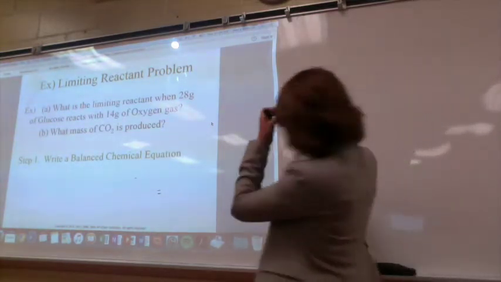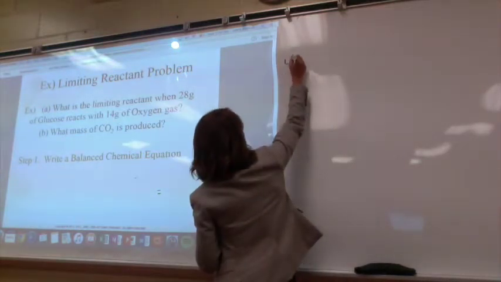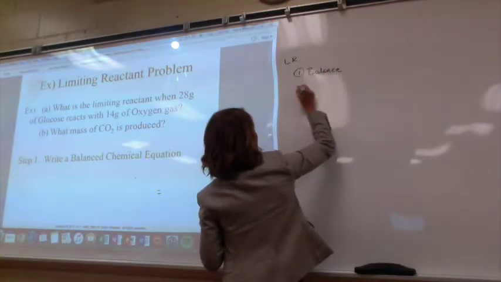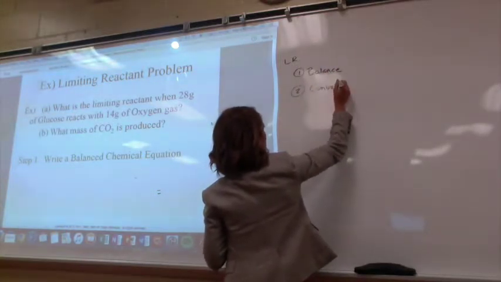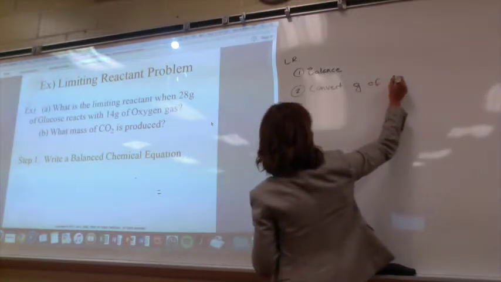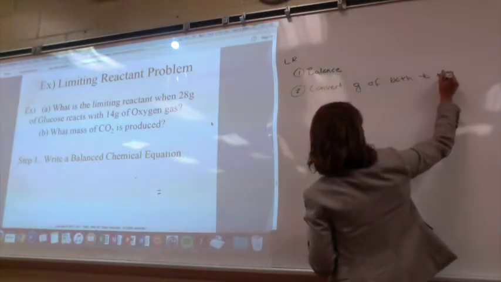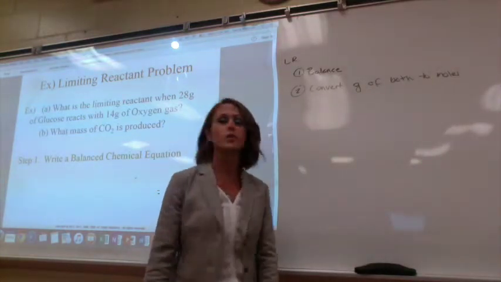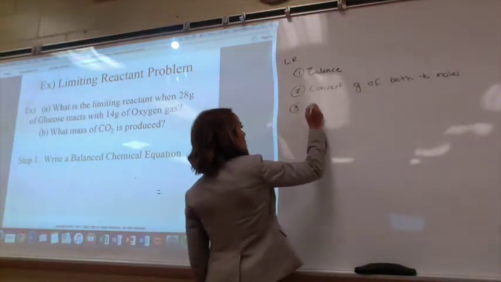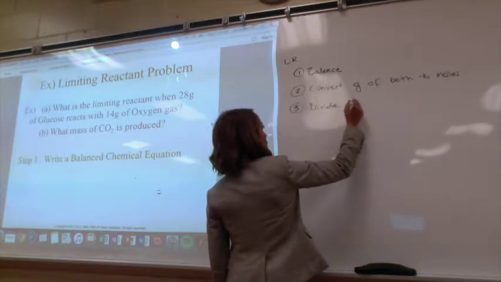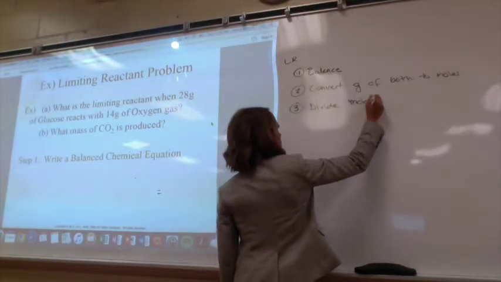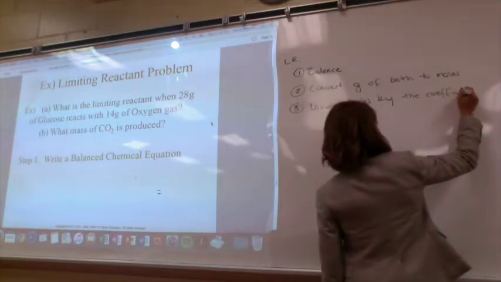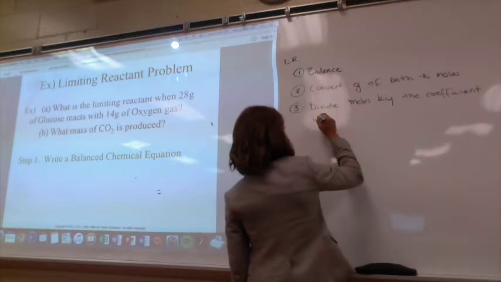So step one, I'm going to write these down for doing limiting reactant my way, is you always have to balance your equation. Step two, convert to moles. Convert grams of both to moles. And a lot of times on the AP exam, they're going to give you moles of the substance to start, if it's a multiple choice question. And then number three, divide moles by the coefficient in the balanced equation.